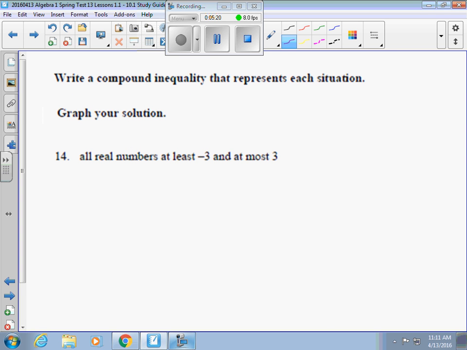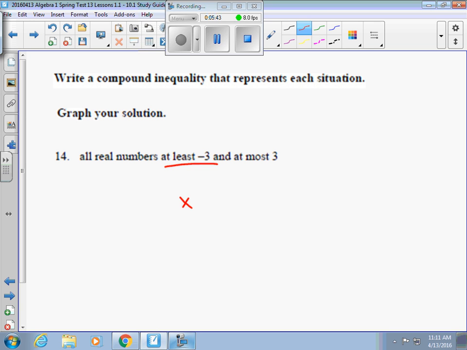Number 14 says to write a compound inequality representing the solution, then graph it. We'll graph it simply on a number line, in one dimension instead of two dimensions, instead of a plane. All real numbers at least -3 and at most 3. So here we go. All real numbers at least -3.